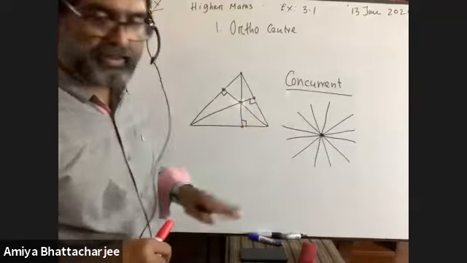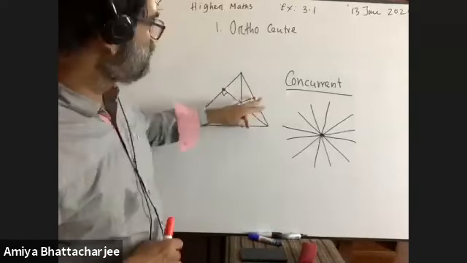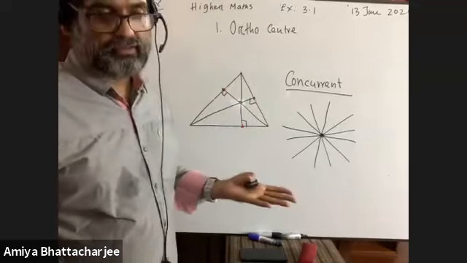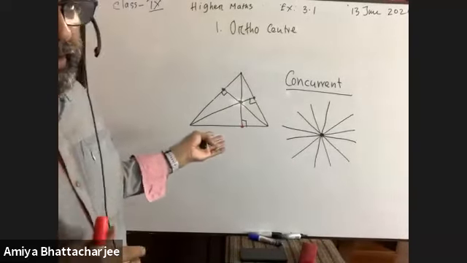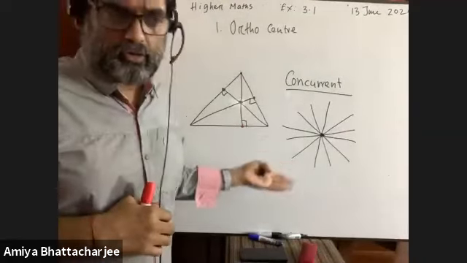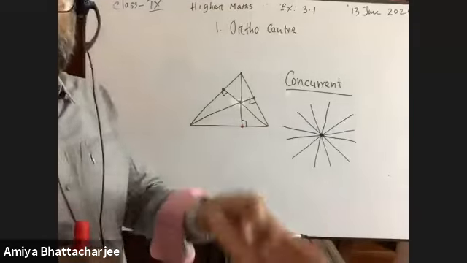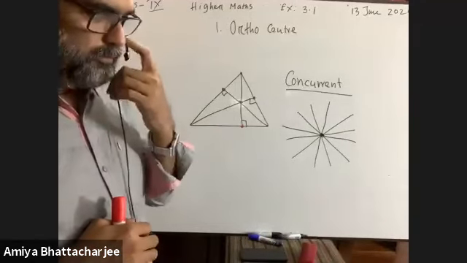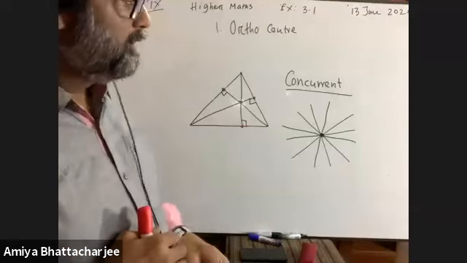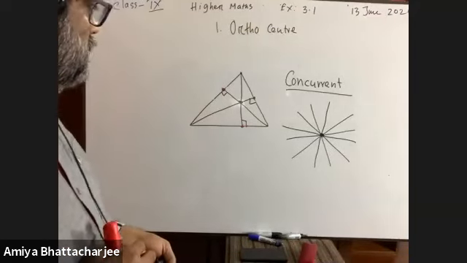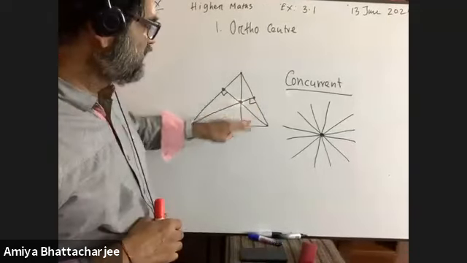Anyway, is there any other student who can tell me the names of these 3 points? Let me know. It is higher math, higher thoughts, and I consider you as a higher-level student. It is the orthocenter, that's okay. But what is the name of these 3 points?